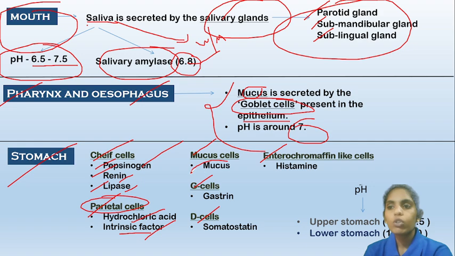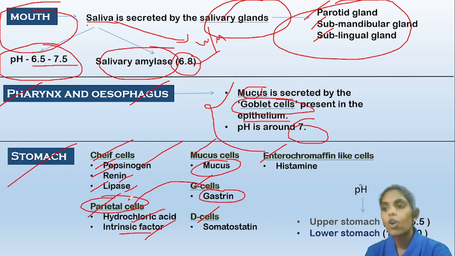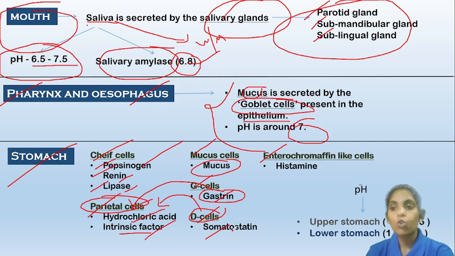And as you know, the mucus cells secrete the mucus, which will protect the epithelial lining of the stomach from the destructive effects of HCl. And the G cells secrete a hormone called gastrin, which will stimulate the parietal cells to secrete more hydrochloric acid. And the D cells secrete a hormone called somatostatin, which will inhibit the parietal cells from secreting more HCl. Okay, the gastrin will stimulate HCl secretion, whereas the somatostatin will inhibit the HCl secretion.